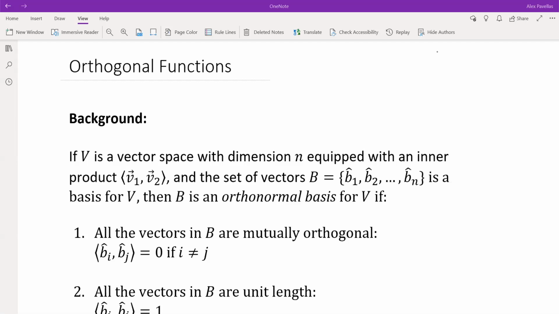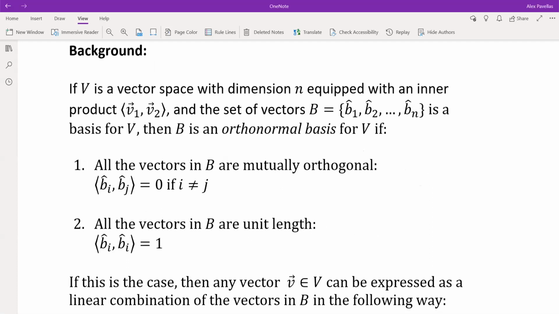And suppose we have a basis B for this vector space. So B is the set of vectors B1 hat, B2 hat, dot dot dot, Bn hat. I put little hats above them to denote that they're probably unit vectors. If B is a basis for the vector space V, then B is a special kind of basis, an orthonormal basis for V, if the following two things are true. One, all of the vectors in B are mutually orthogonal, so every vector in B is orthogonal to every other vector in B.